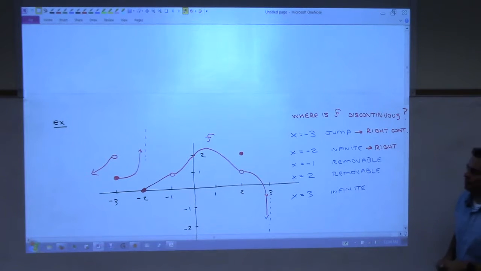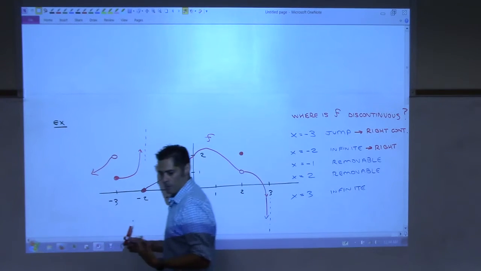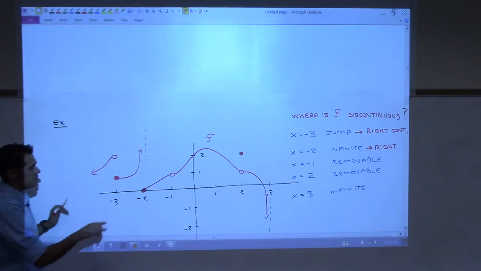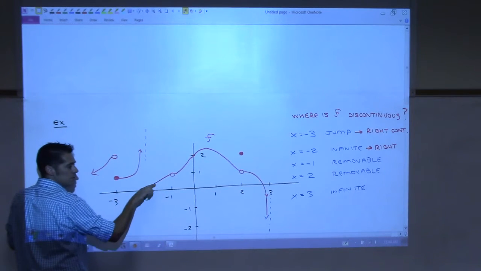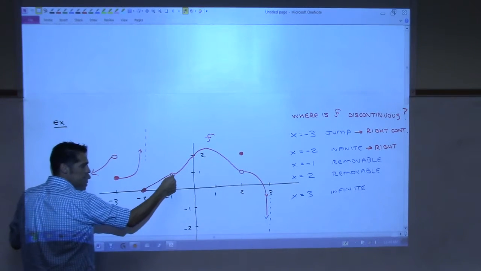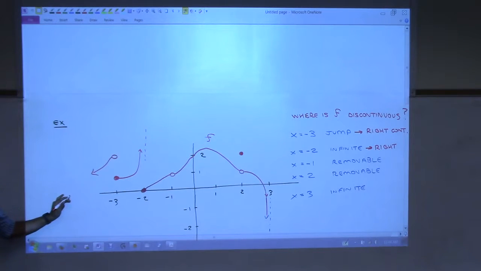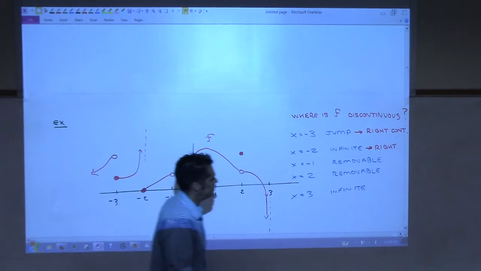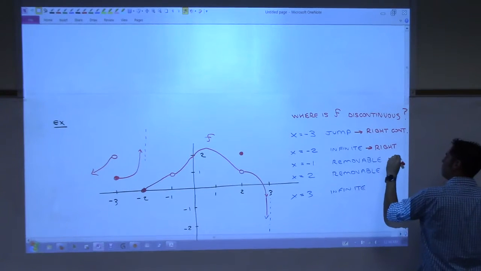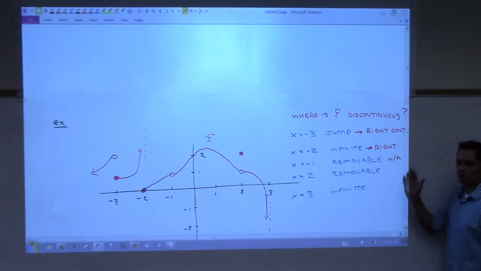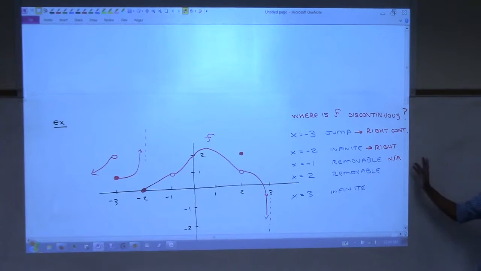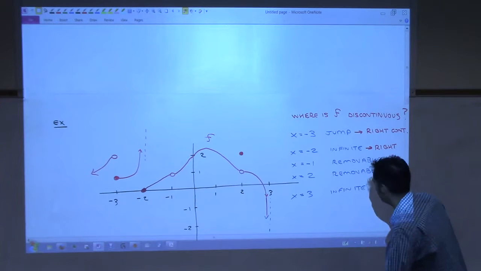How about at -1? It's removable, yes. It's removable, but are we left or right continuous? Left continuous? No. I'm headed somewhere right, but is it filled in? No, so it's not left continuous. Or right continuous. It's neither. So you don't have to be left or right continuous. It doesn't have to happen. So you can say NA. You can say neither, whichever. Not applicable. I don't like NA. I like neither. Neither makes more sense.